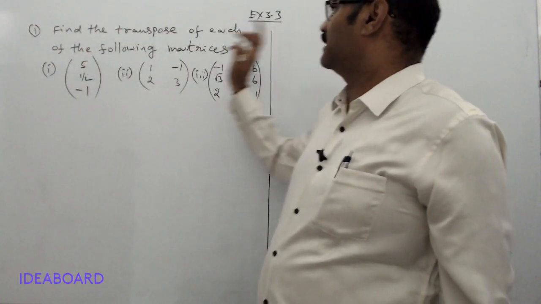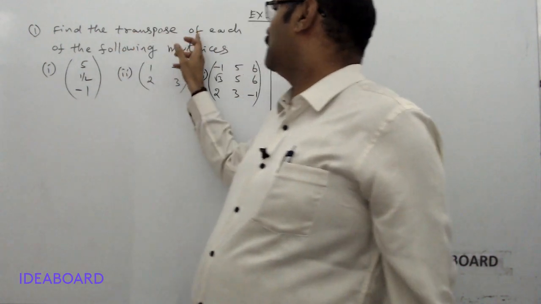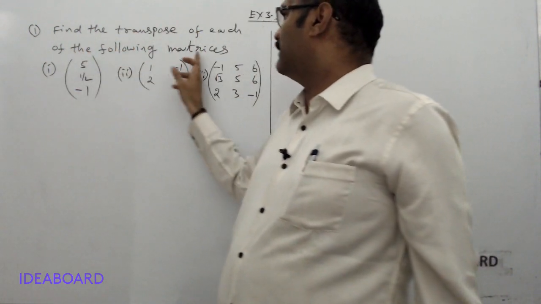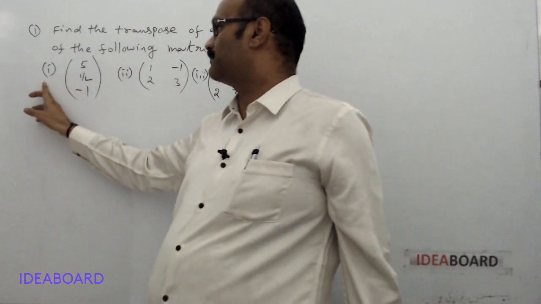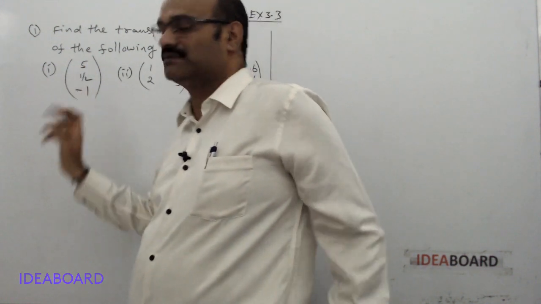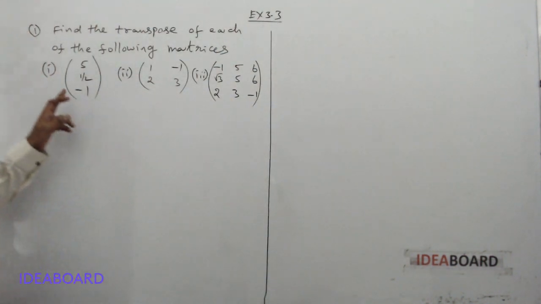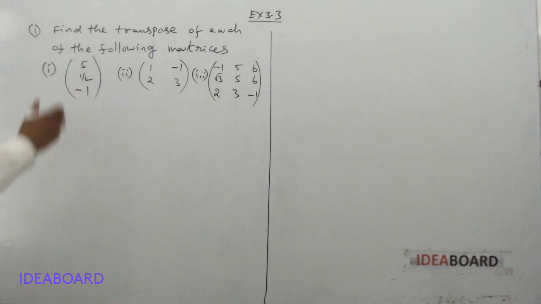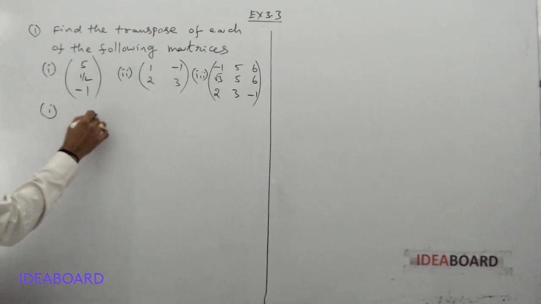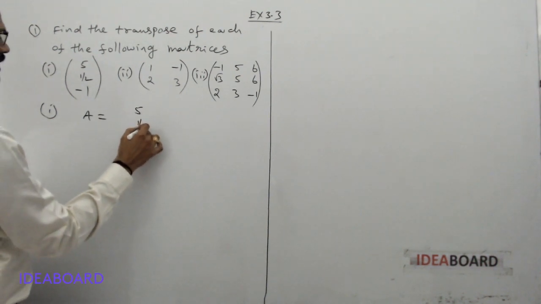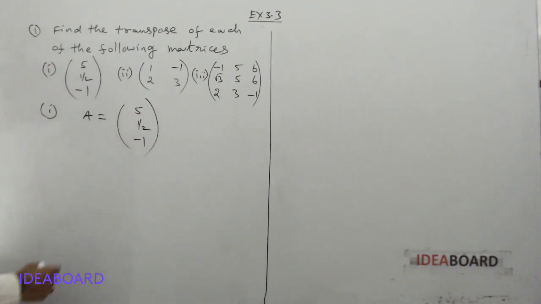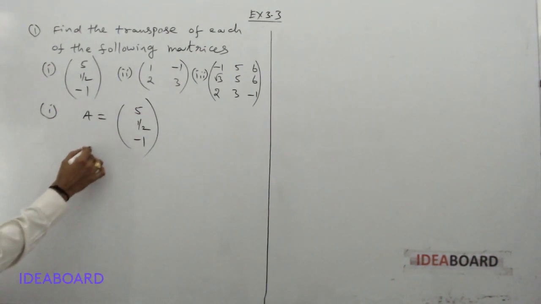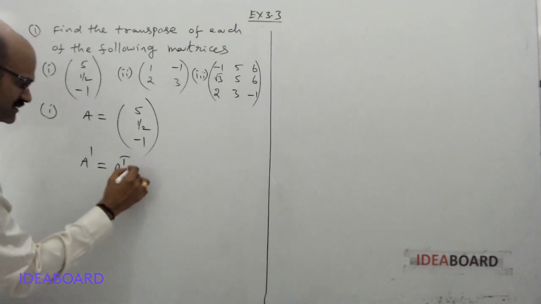Exercise 3.3. Find the transpose of each of the following matrices. First problem: 5, 1 by 2, minus 1. Here, take the matrix A equal to 5, 1 by 2, minus 1. Now, the transpose of A is denoted by A dash or A transpose.